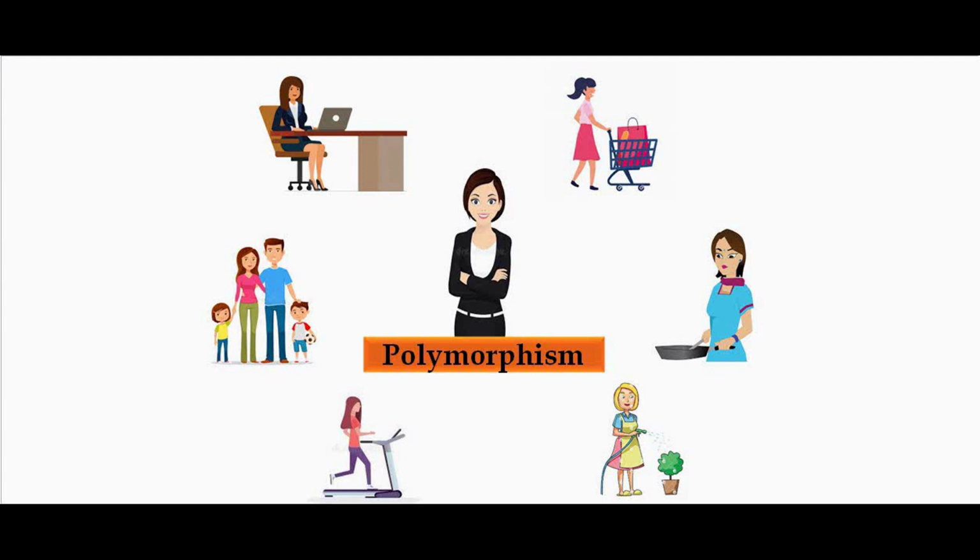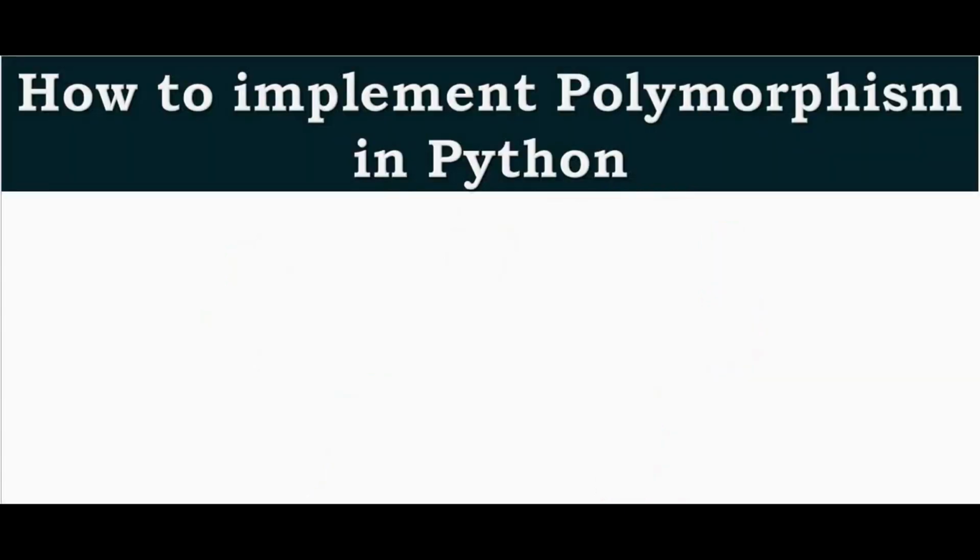A woman shows different characteristics at different places. Say she behaves differently at her office, when she is with her family, while doing household works, hobbies, and so on. So the same person has different behavior in different situations. In object-oriented programming, it can be an operator or method having the same name but carrying different functionalities. So let's see how we can implement this polymorphism in Python.